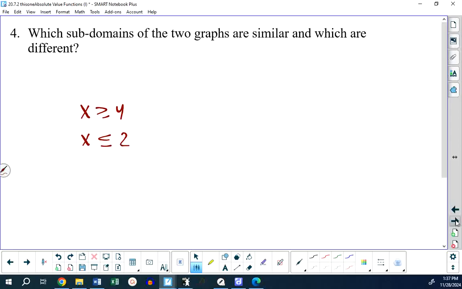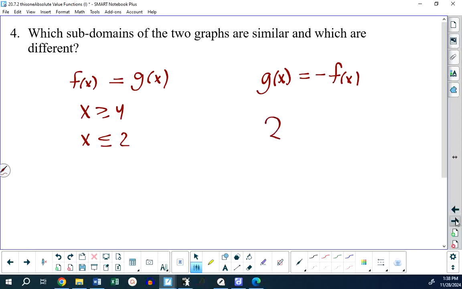These are the same. The graphs of f of x and g of x are identical. Where are they different? Where is g of x negative f of x? In between 2 and 4. Because in between x equals 2 and x equals 4, f of x was negative, so we have to multiply it by negative 1 to change it positive.